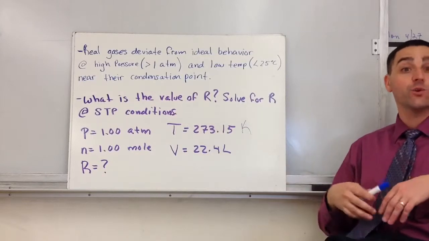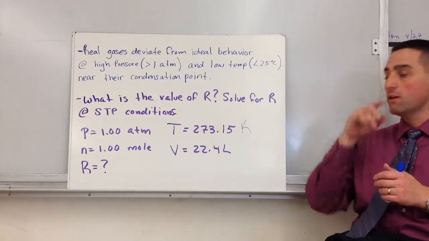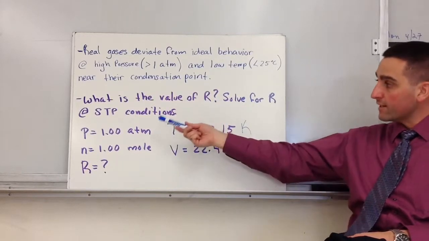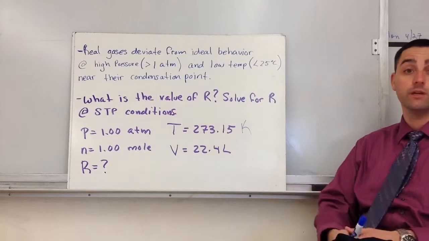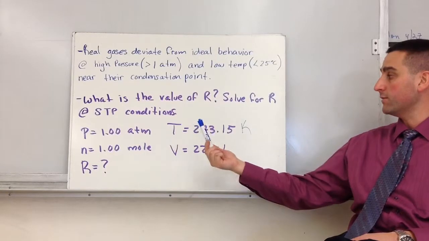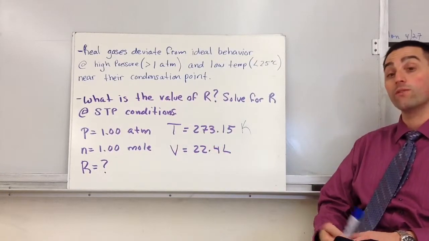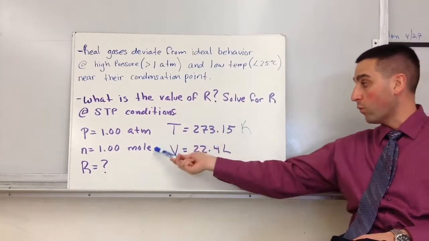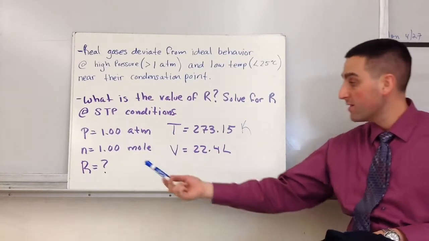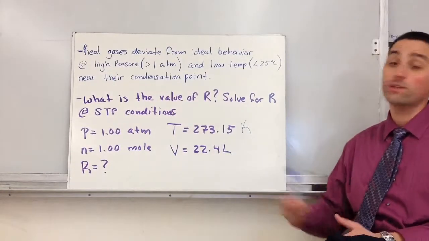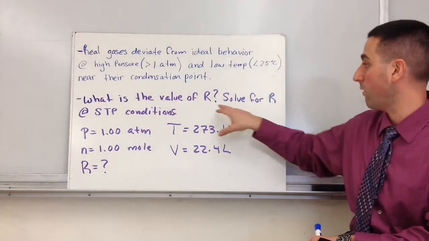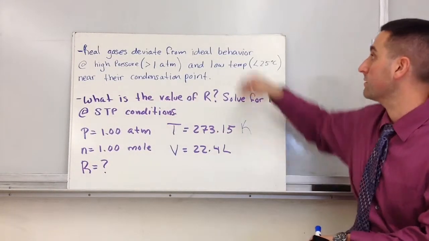So what is this value of R, this gas constant? To calculate R, I'm going to solve for R using standard temperature and pressure conditions, STP. So our standard pressure is 1 atm. Our standard temperature is 273.15 Kelvin. With 1 mole, under these conditions, according to Avogadro, a mole of a gas will occupy 22.4 liters. Right? So I'm simply going to transpose for R and solve for R under these conditions.